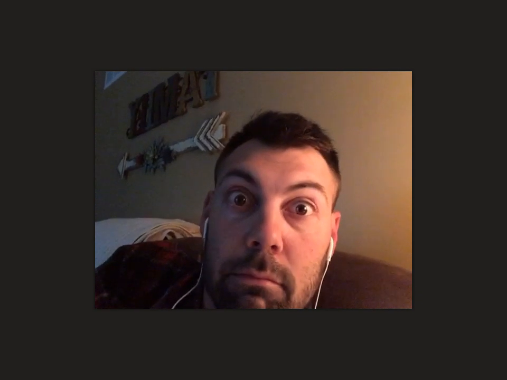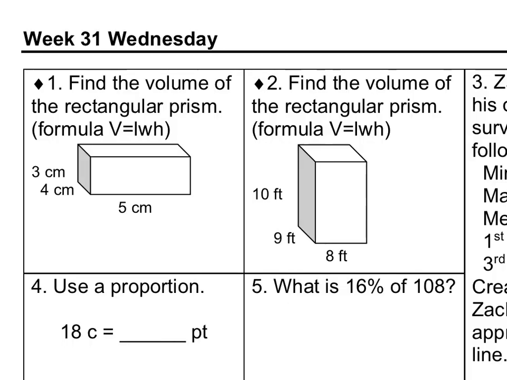Let's do it. All right, so week 31 Wednesday, we're going to continue with some volume questions. And to find volume, we do length times width times height. So we've got 5 times 4 times 3. In all reality, we could do height times width times length. Just remember, our rules of multiplication still apply. So I am going to do 12, 3 times 4 is 12, times 5, since that's just a routine fact. And I'm going to do 60, and then our units are centimeters.